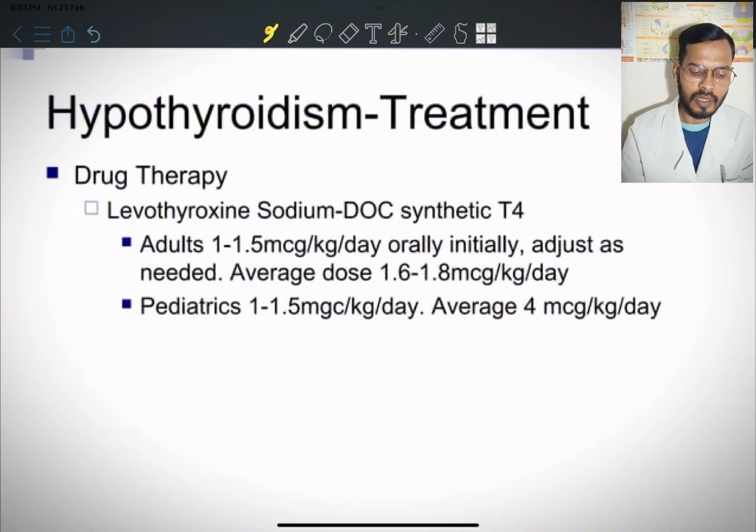Hypothyroidism treatment is drug therapy, like levothyroxine sodium, the drug of choice, which is synthetic thyroxine. In adults, the dose is 1 to 1.5 microgram per kg per day orally initially, adjusted as needed. The average dose is 1.5 to 1.6 microgram per kg per day. This is related to pediatrics.